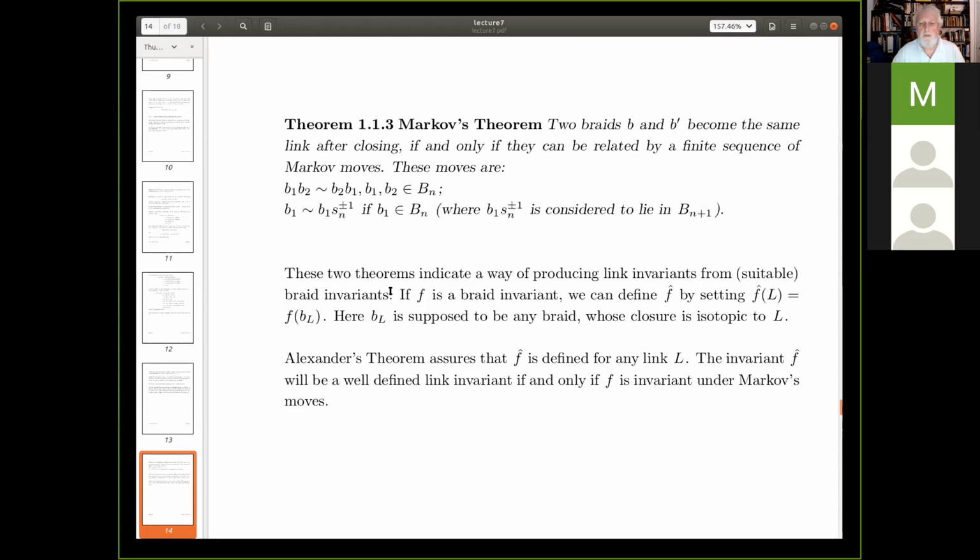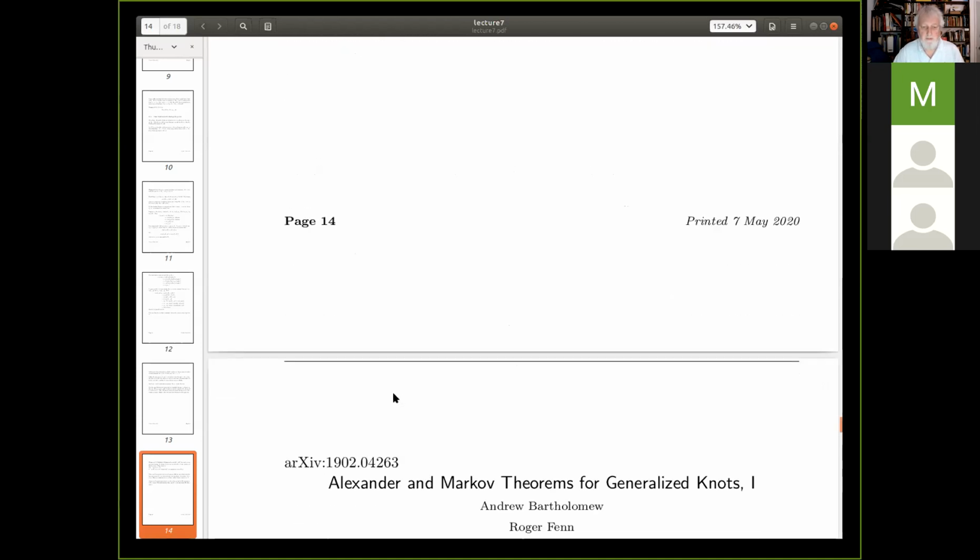So we've got a way of producing link invariants. If F is a braid invariant, we can define F hat by setting F hat of L to be F of BL, where BL is any braid whose closure is isotopic to L. Alexander's theorem assures that F hat is defined for any link L, but not necessarily the same invariant. This invariant F hat will be well defined, a link invariant, if and only if F is invariant under Markov's moves. Okay, so that's the next thing.